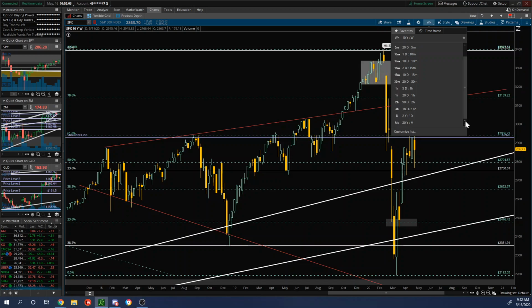I have a pretty simple picture drawn here. Now, actually, we're going to go over to the ES. I believe I have it on there.